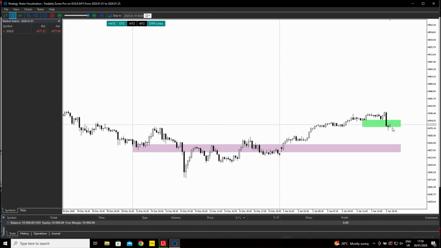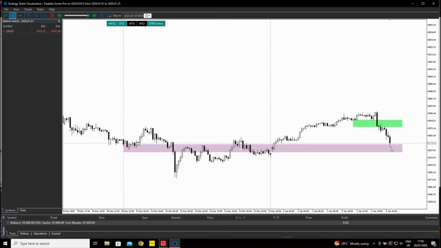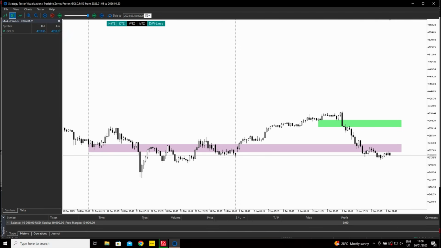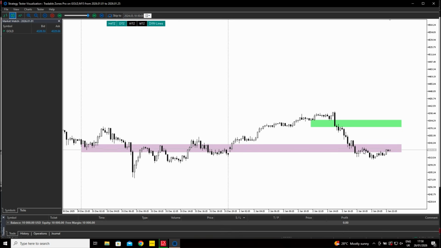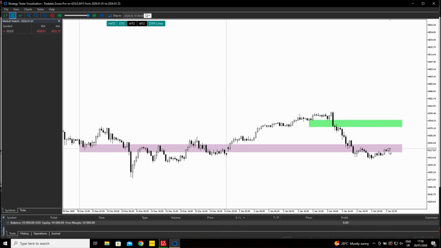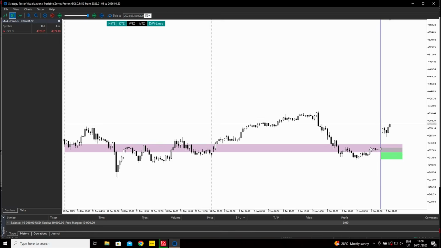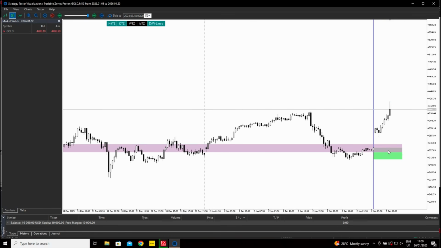Now here it broke below. You can trade it now to the daily tradable zone down here. Right, that is how you trade it. Now this one here, it came to the daily tradable zone, broke below. Now it went back up to retest. Now it jumped up again above the daily tradable zone, also above the 4-hour tradable zone.